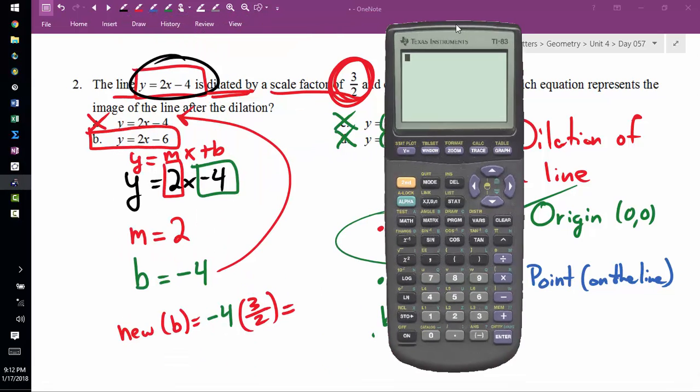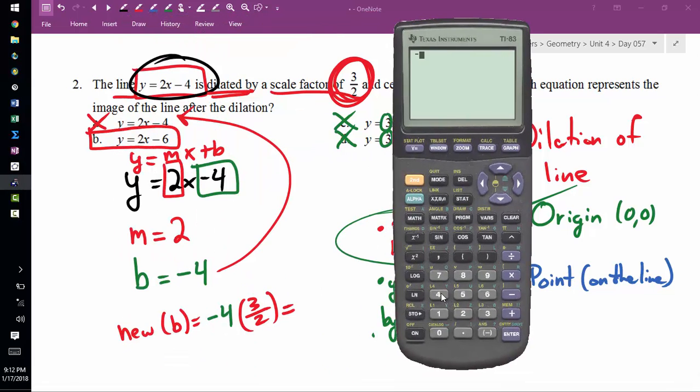And we should type it in just like we see it. Negative 4, parentheses to show multiplication, 3 divided by 2. Close it off, and you can see it's negative 6, which is exactly what we're looking for. If you weren't going to type it in that way, that's fine. Just type in the scale factor, enter it into the calculator, take that answer, and multiply it by your y-intercept, and you'll get that same response. All right, great.